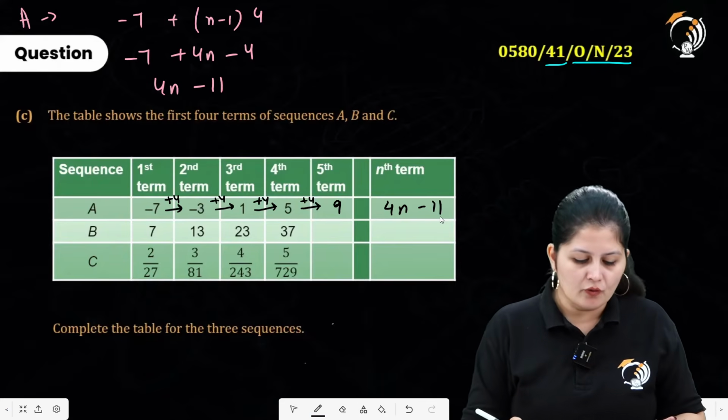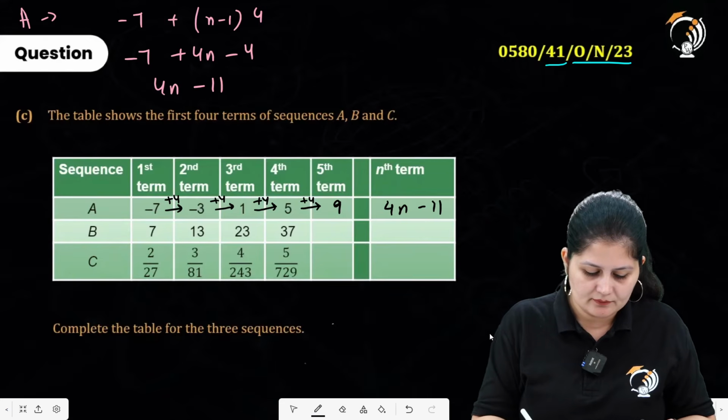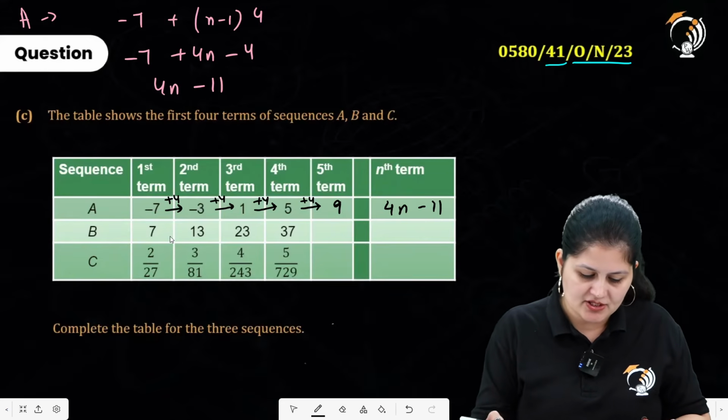Clear? Now moving to the next sequence, if we observe, I'll just write this particular sequence here.